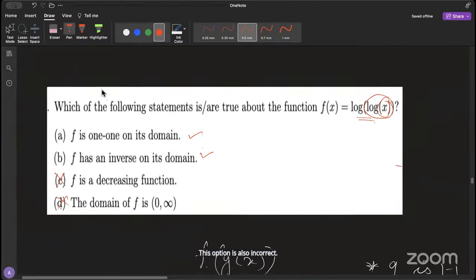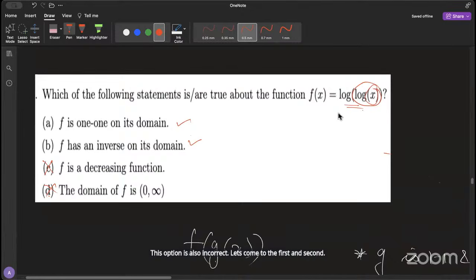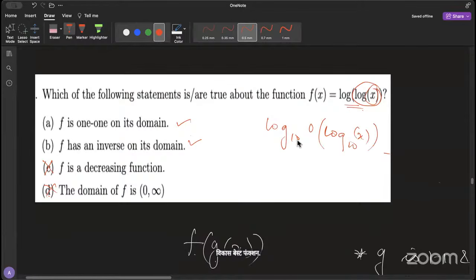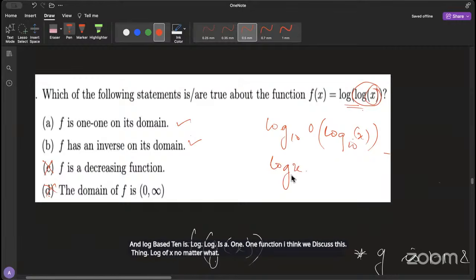Now let's come to the first and second. Because in both of these, you have composed log base 10 with log base 10, right? You have composed these two functions. And because both of these are 1-1 functions, they're the same function composed two times. And log base 10 is a 1-1 function. I think we've discussed this. Log of x, no matter what base you take, log base a of x is a 1-1 function. That means this composed two times should also be a 1-1 function. So it's correct. Then let's come to onto.